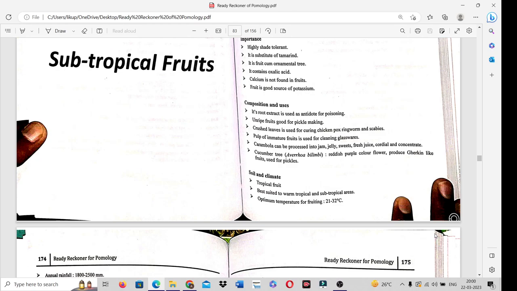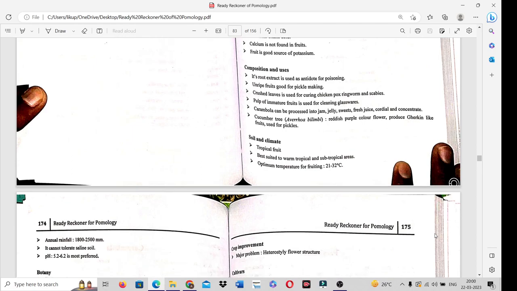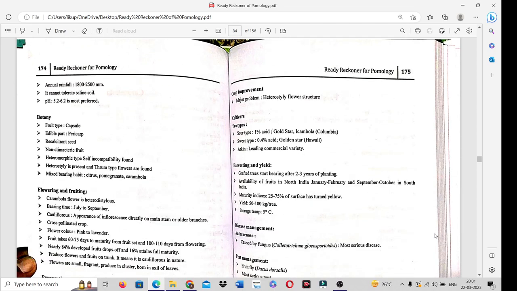Soil and climate: it is a tropical fruit, best suited to warm tropical and subtropical areas. Optimum temperature for fruiting is 21 to 32 degrees centigrade. Annual rainfall is 1800 to 2500 mm. It cannot tolerate saline soil. pH of 5.2 to 6.2 is most preferred.